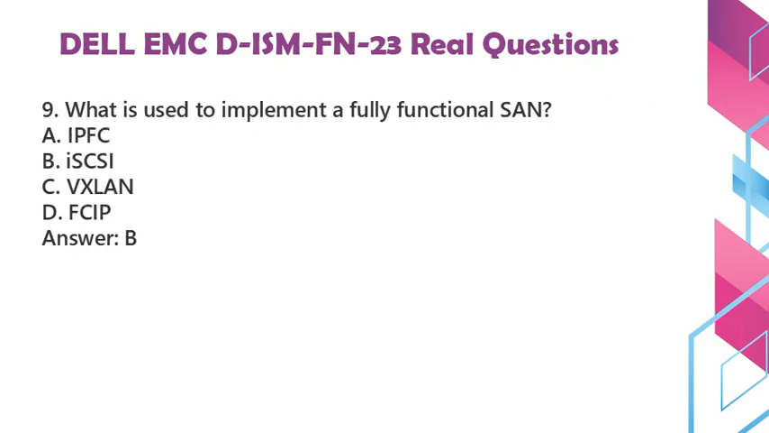9. What is used to implement a fully functional SAN? A. IPFC. B. iSCSI. C. VXLAN. D. FCIP. Answer: B.